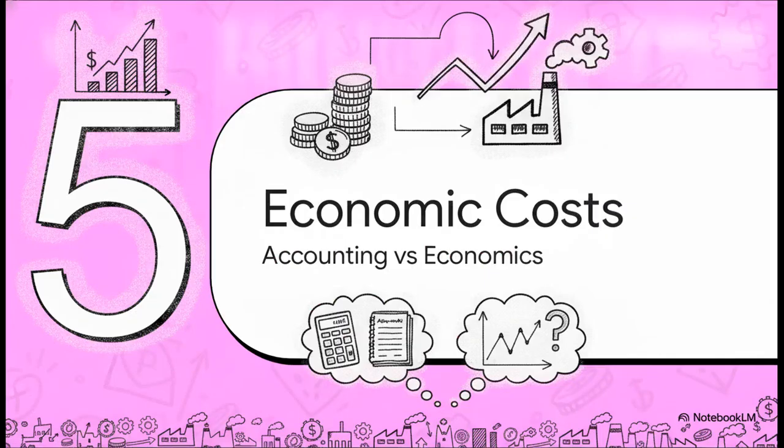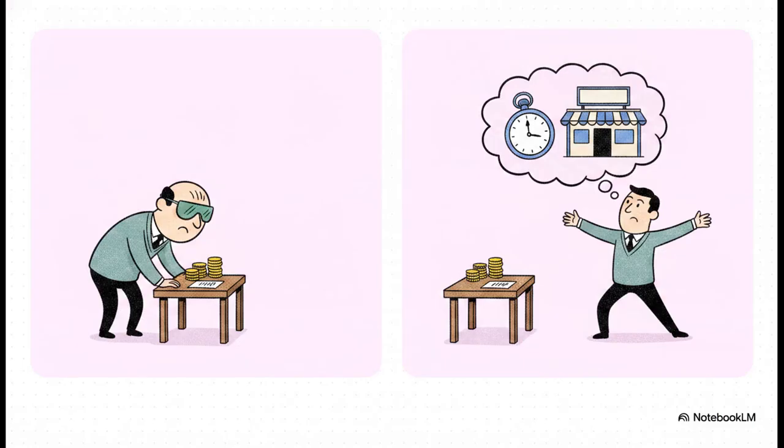And finally, part 5, understanding economic costs, accounting versus economics. Because at the end of the day, all these physical choices on the factory floor translate into cold, hard cash, and you need to know exactly how those costs are calculated. To an accountant, profit is pretty straightforward math, total revenue minus explicit out-of-pocket costs.